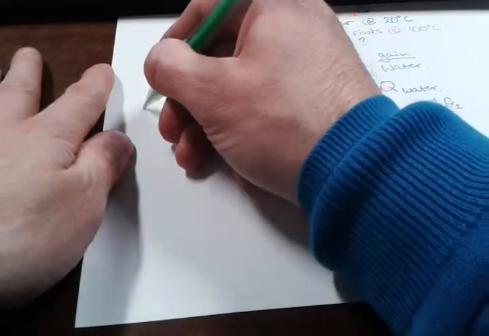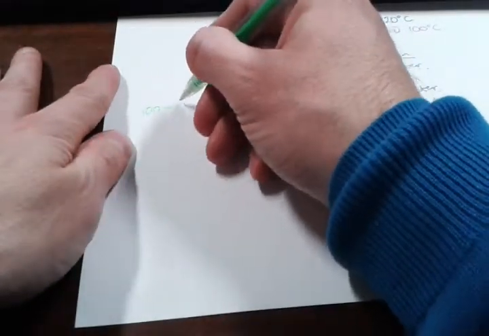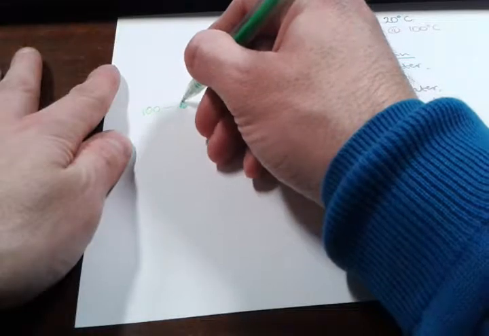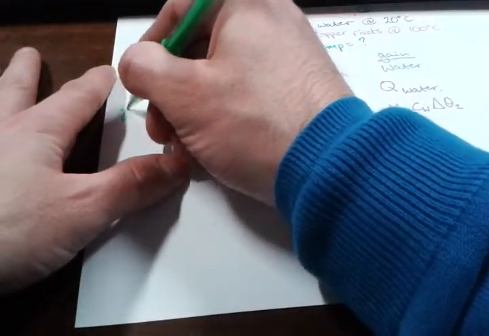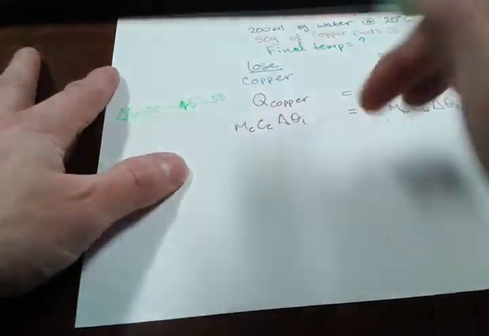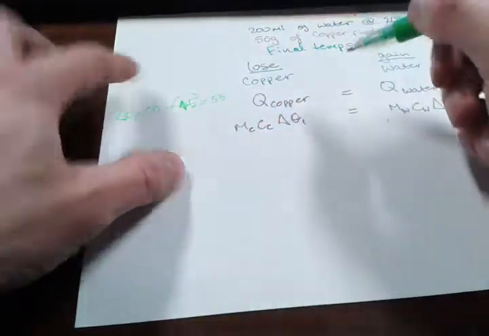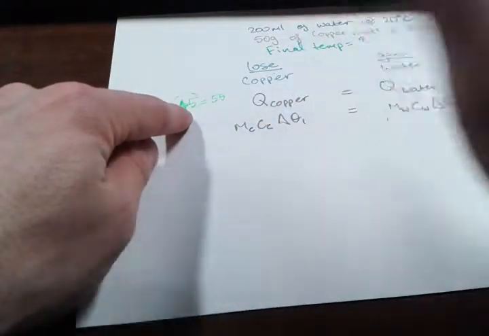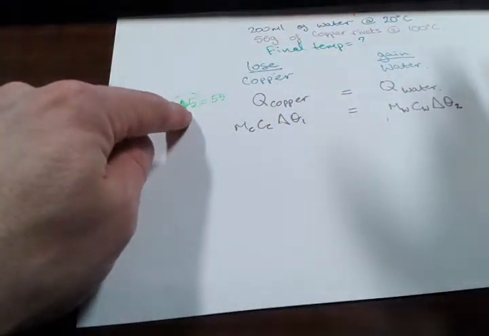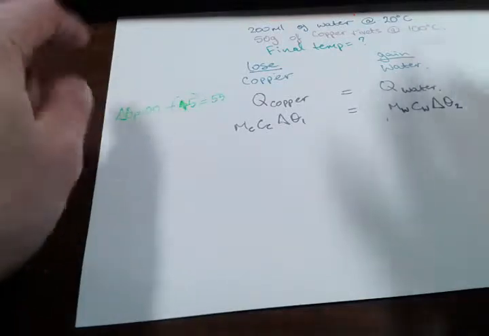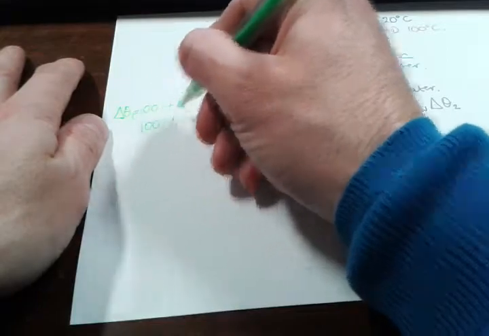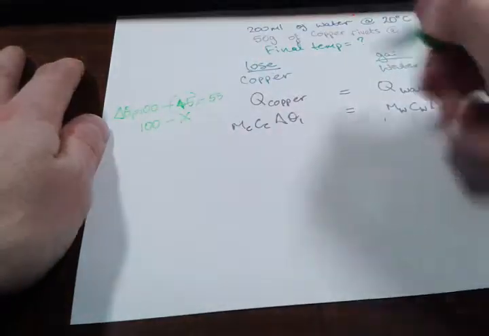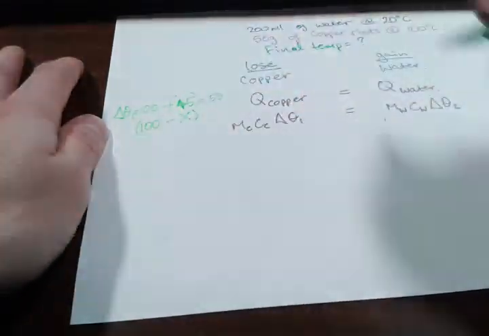How did we figure that out? Well, we said 100 minus 45. And that gave us 55 as our delta theta 1, right? But we don't know that that's going to be the final temperature. I was just imagining that we could go forward in time and figure out that this was the answer to the question. We don't know the answer to the question. So instead, we're going to say 100 minus x. We're going to call the final temperature x, and that's going to be our delta theta 1.